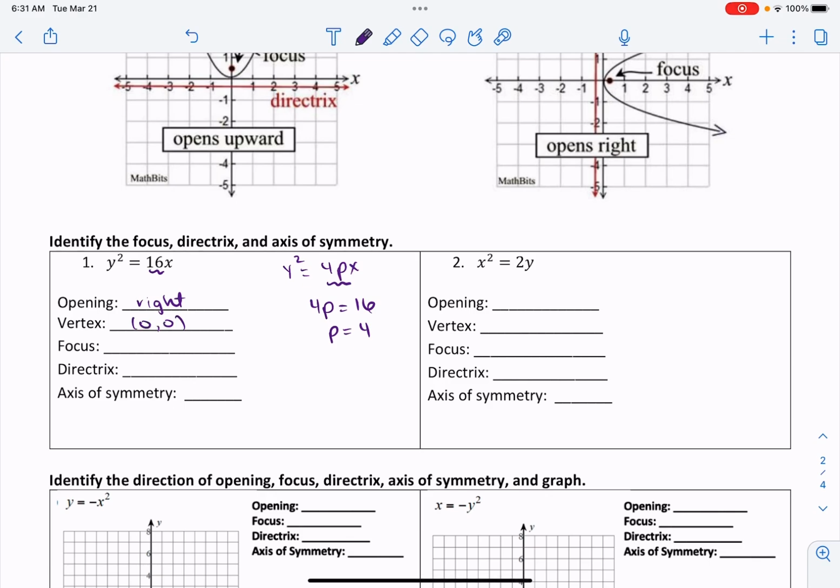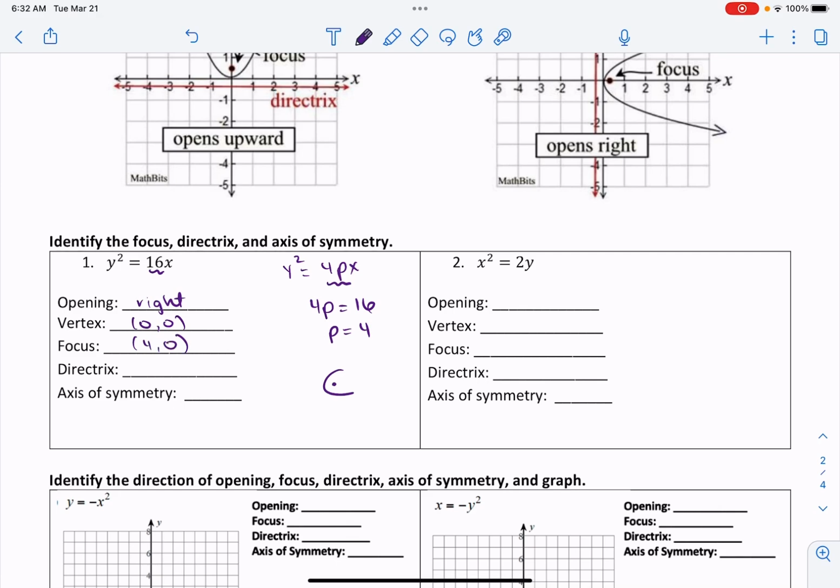Now the focus, because it's opening to the right, has to be on the inside. So think about it this way. It opens to the right. The focus has to be on the inside. So it's moving to the right of the vertex. So this is going to be 4, 0, because it's the p-value.